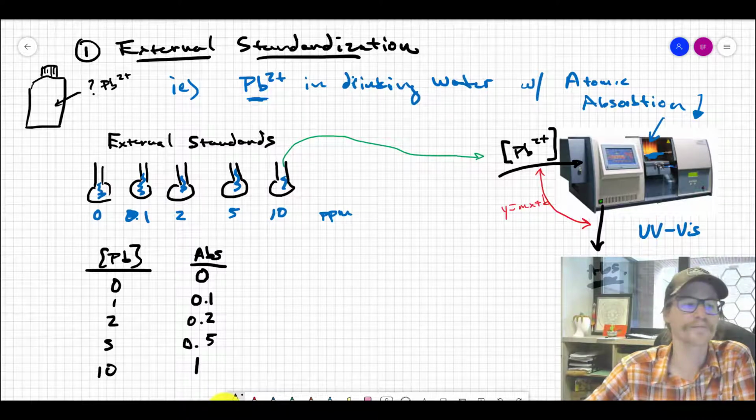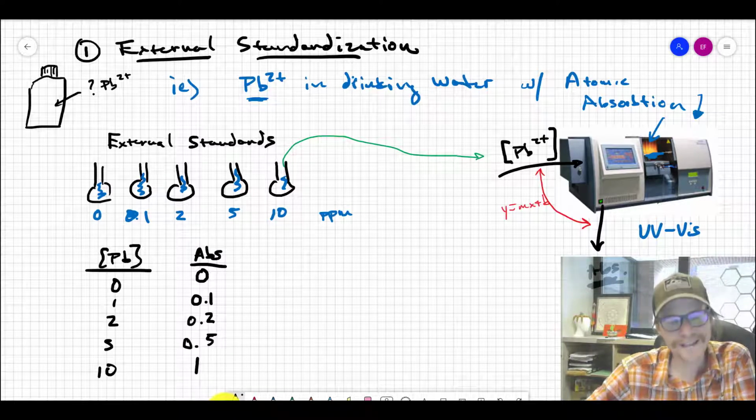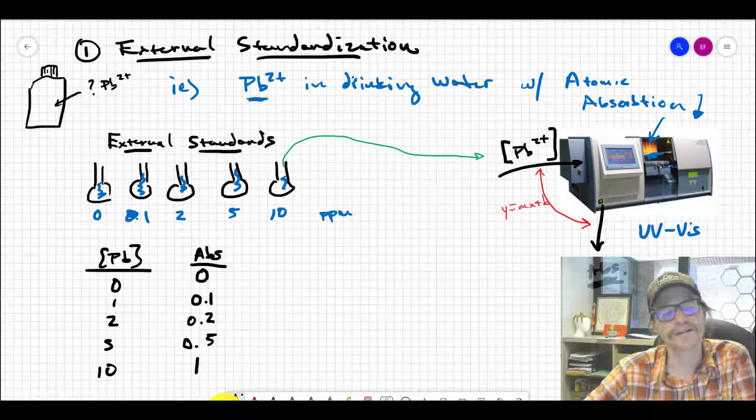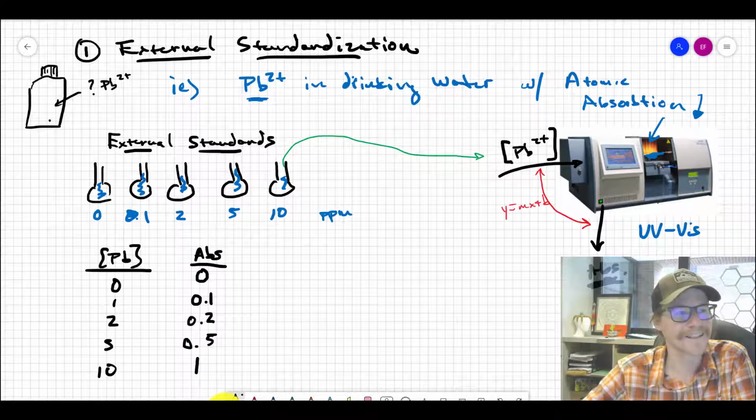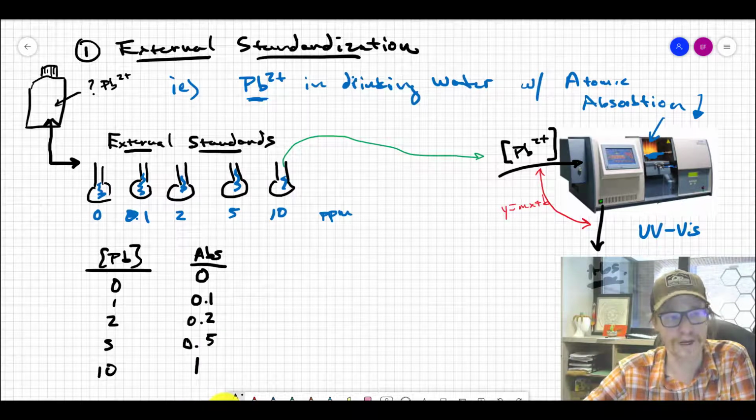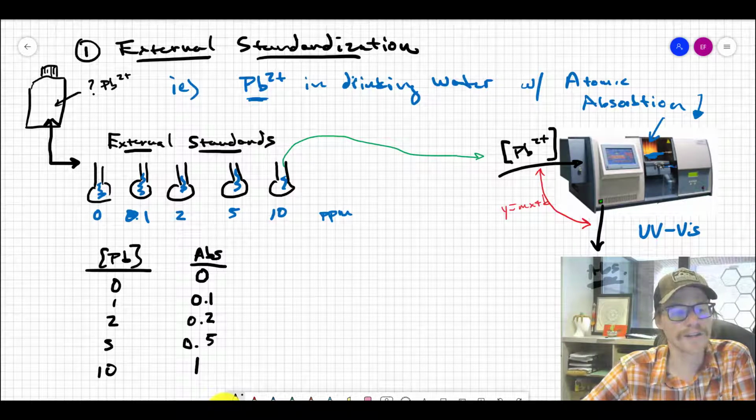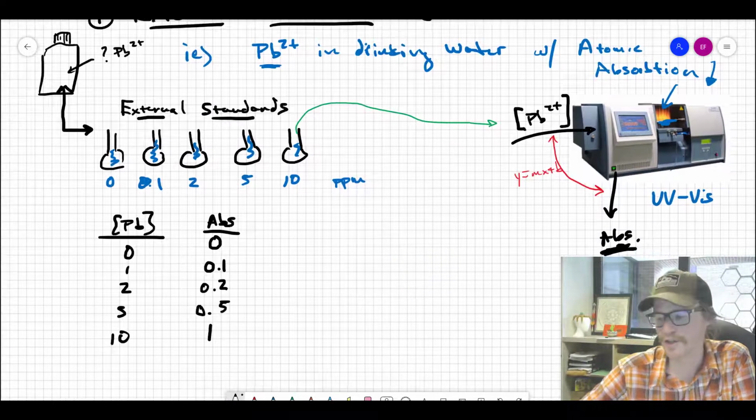The reason that these are called external standards is because they are made completely on their own, external or exclusive of our sample. So we would measure these standards, and then we would measure our sample.